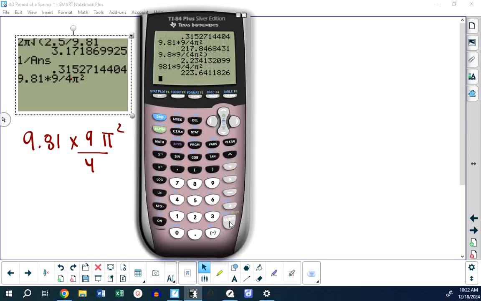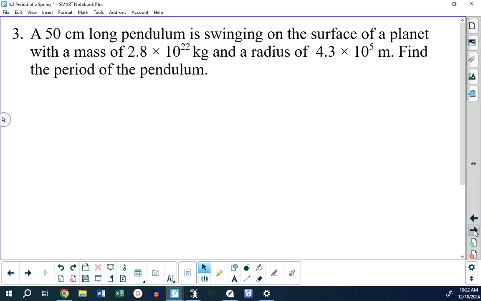So we're all okay with that, and make sure your calculator registers that decimal. There we go. So make sure you know how to use your calculator properly. That's all. I think we have one final example here before we talk about the restoring force of a pendulum. A 50 centimeter long pendulum is swinging on the surface of a planet with a particular mass and a particular radius. The question is, what's the period of the pendulum?